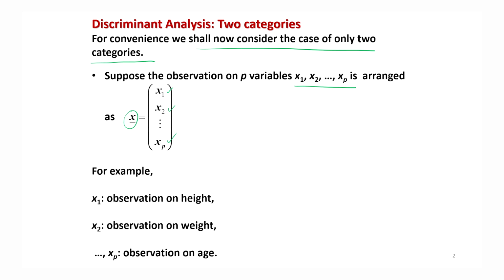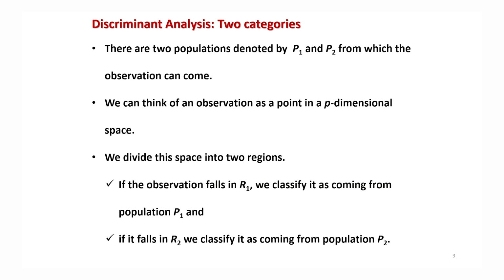For example, take the same example I considered in the last lecture: a person has a blood test where there are, suppose, 5 parameters whose values have been obtained, but there is only one multivariate observation on that particular patient, and this has to be classified into one of two populations, whether the person is healthy or not. So for example, in such cases the first variable x1 can be height, the second variable x2 can be weight, and so on up to the pth variable xp, which is age.